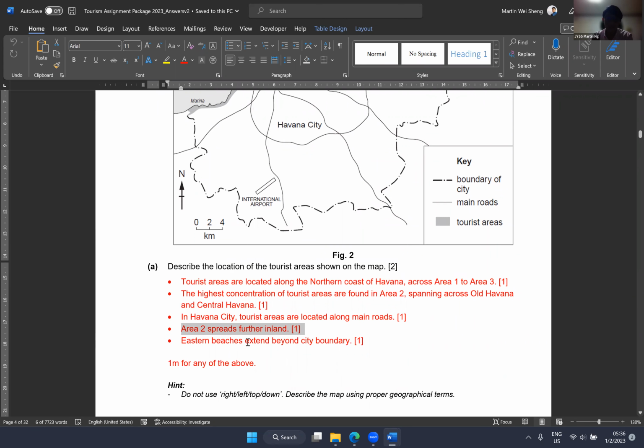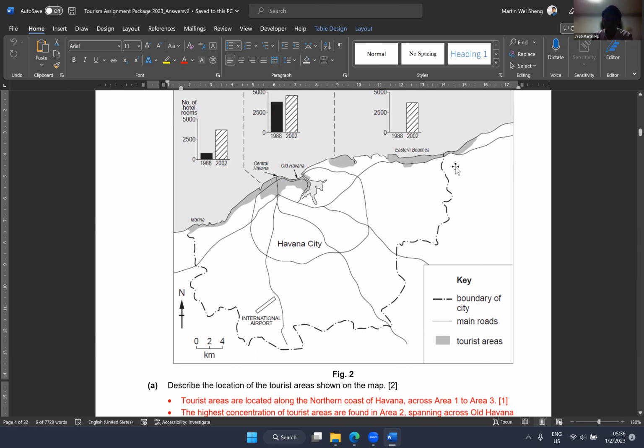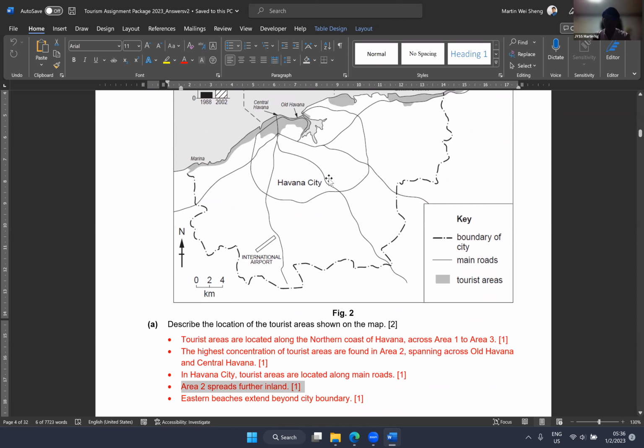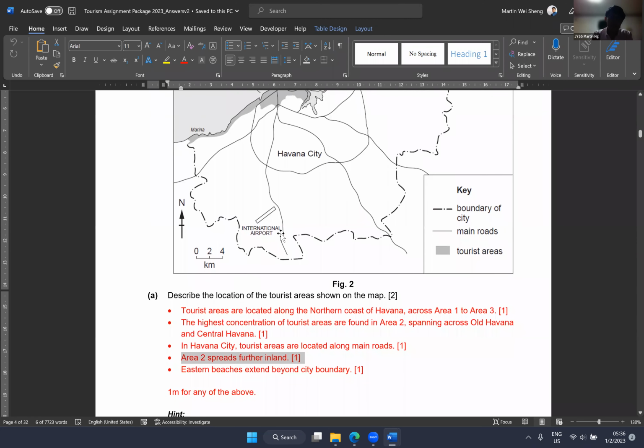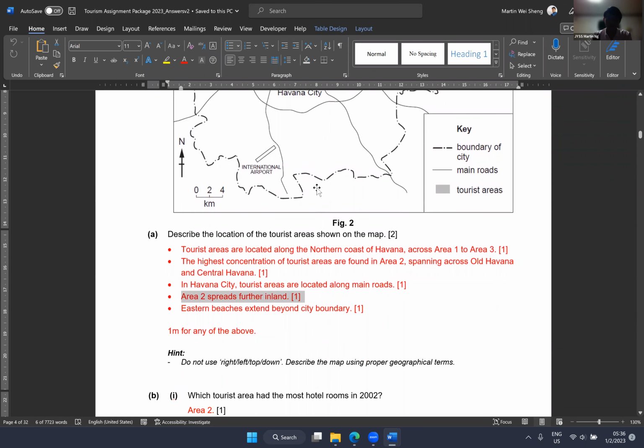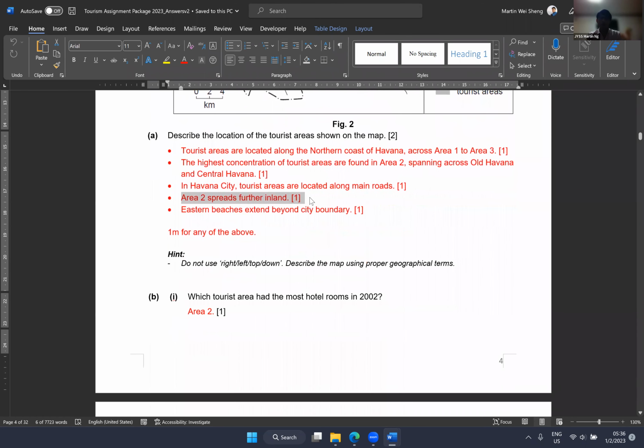And then finally, the eastern beaches extend beyond the city boundary. So the city boundary is this area over here, this dotted line. So the eastern beaches are beyond it. So meaning to say that tourists do visit areas that are outside the city itself. So these are all the possible observations you can make for the description of the location. Just give me a moment.